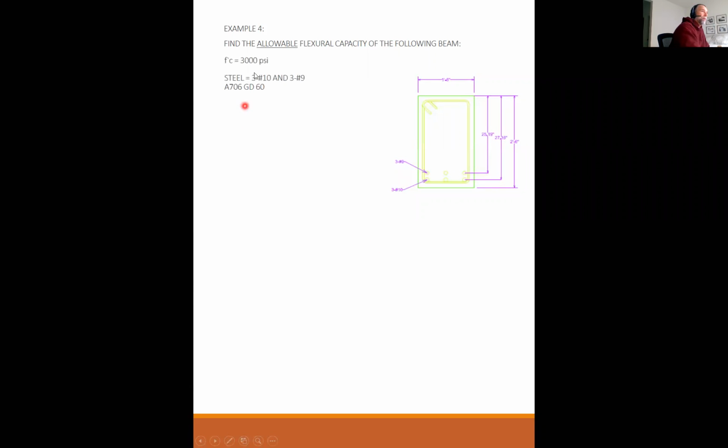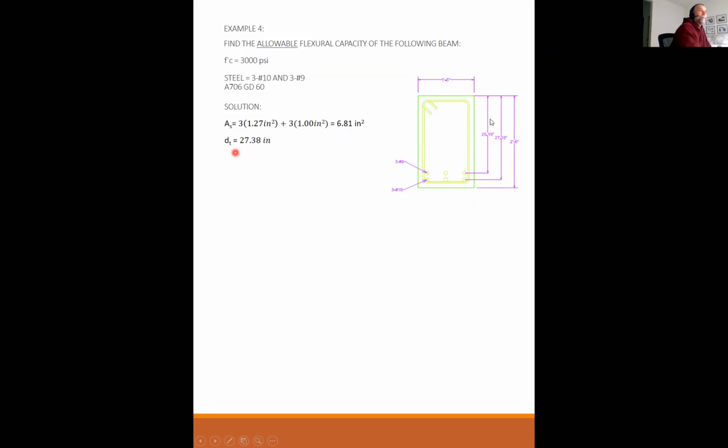Example number 4. Find the allowable flexural capacity of the following beam. Here we have a beam that is 18 inches wide and 30 inches deep, with 3 number 9s and 3 number 10s. I've given you the distance d to each layer as 25.19 and 27.38 inches. f'c is 3,000 psi, and the steel is 3 number 10s and 3 number 9s, grade 60. Solution: I need the total area of steel. I look up in the back of the book that a number 10 is 1.27 and a number 9 is 1.0, so my total area of steel is 6.81 square inches.